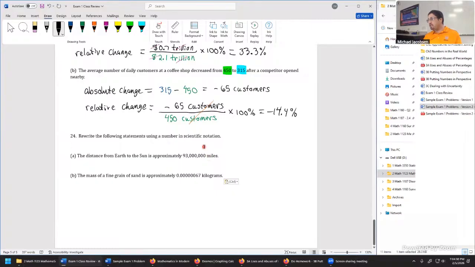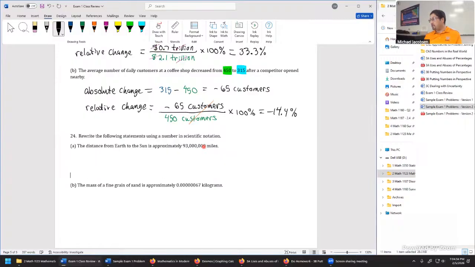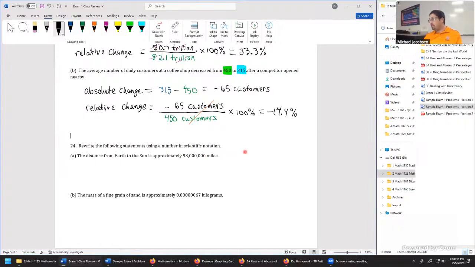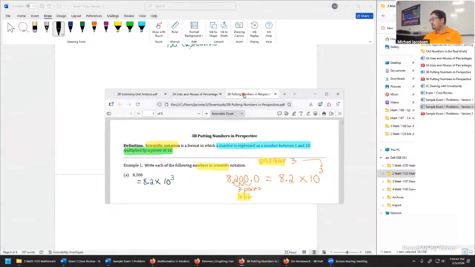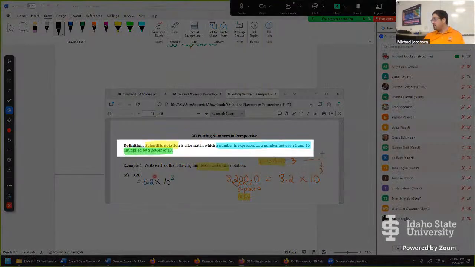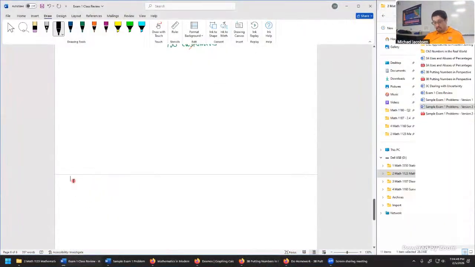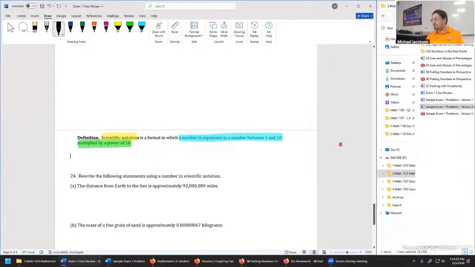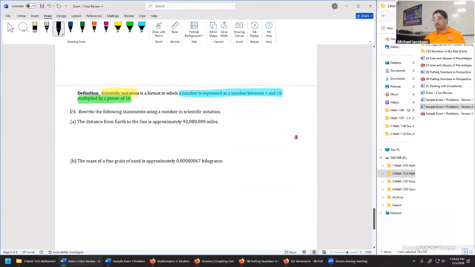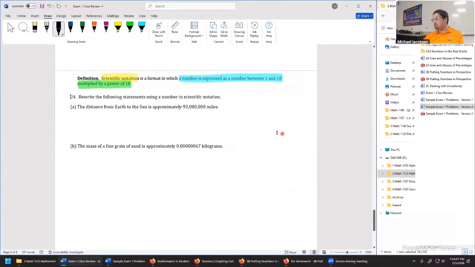It says, rewrite the following statements using a number in scientific notation. So here we probably would want to think, what exactly do we need for scientific notation? And this would be a good thing to throw into the notes as well, that you're allowed to bring to the exam. We probably all are pretty good at scientific notation after practicing, but again, it's good to have a reference for the sake of the exam, just to make sure we're on the right track.